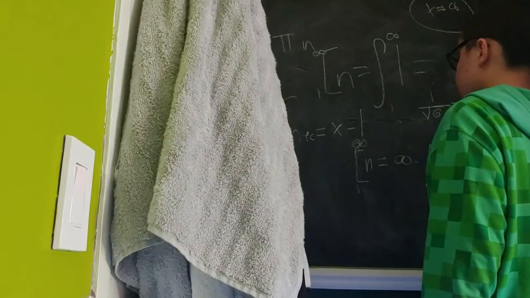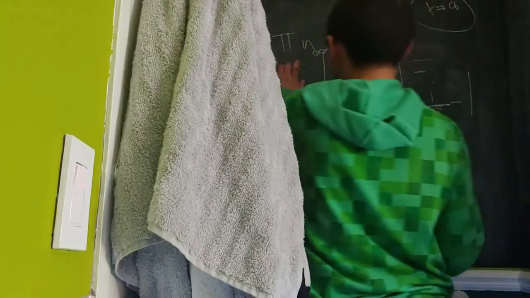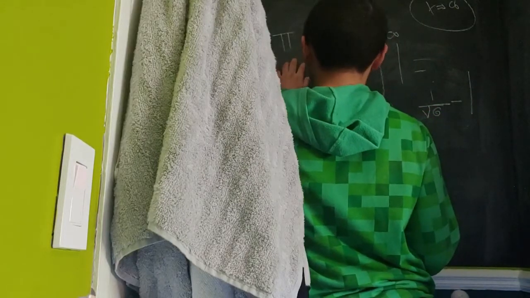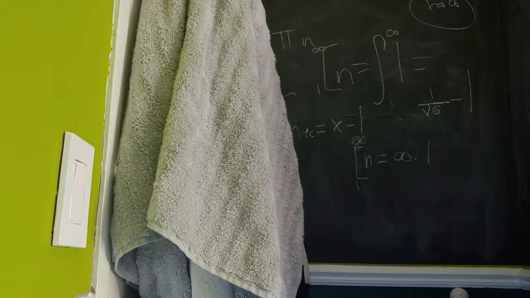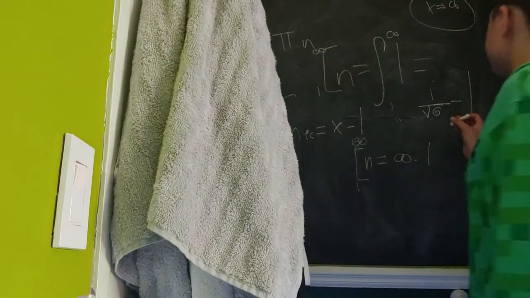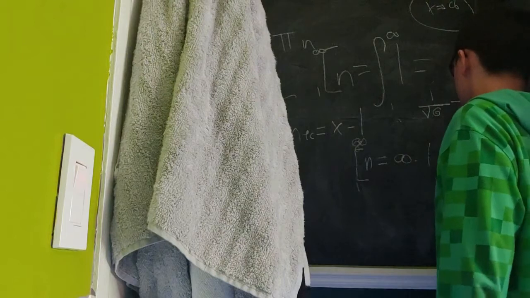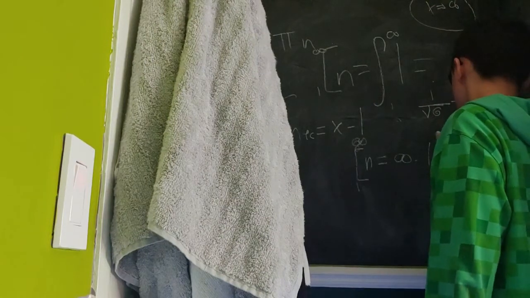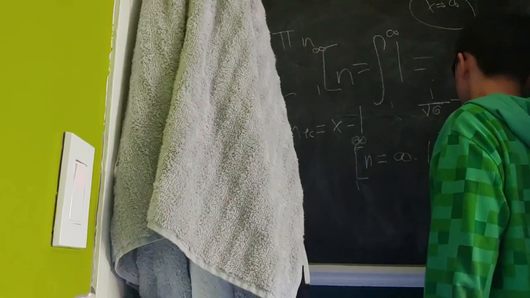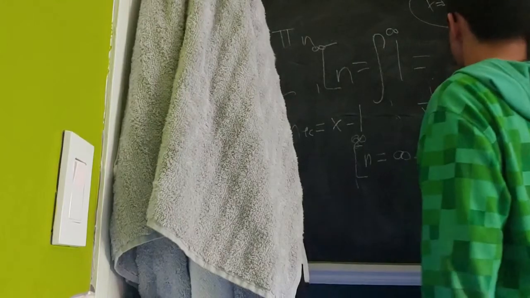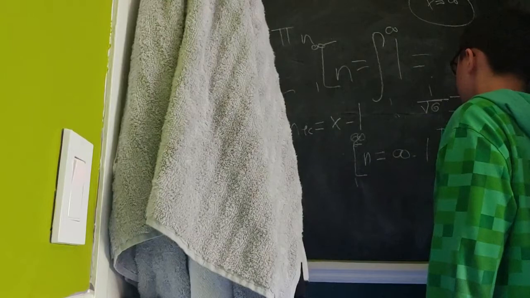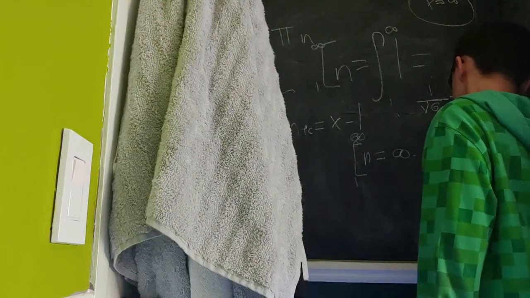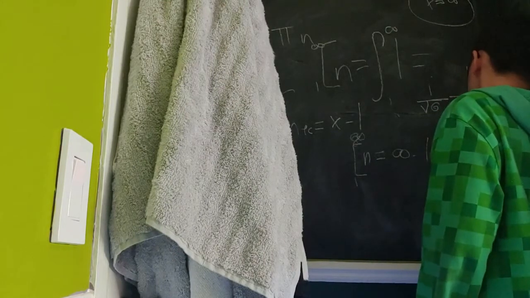It's going to equal... Wait! We forgot about pi. I entirely forgot about pi. It would be pi times this integral, so it's going to equal pi i. Multiply all this by pi, it's going to be pi i over square root of 6 minus pi.